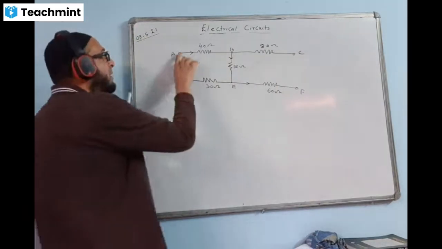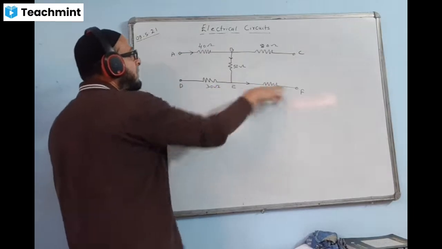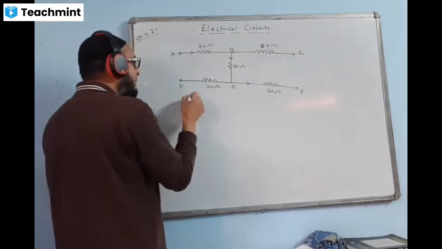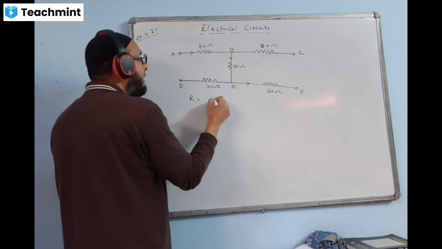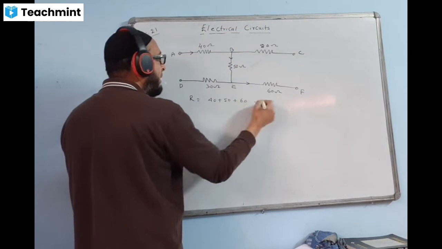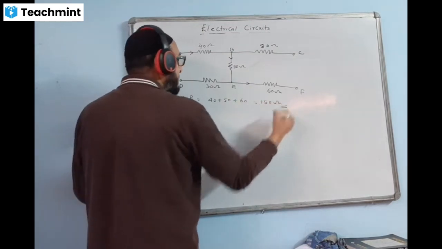So these are the resistors through which current is passing. Just simply add this one, this one, this one. They all are in series. Therefore, the total resistance value will be 40 plus 50 plus 60. Add, and this is the answer, 150 ohm. Finished. This is the answer.